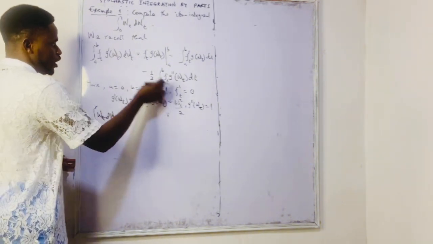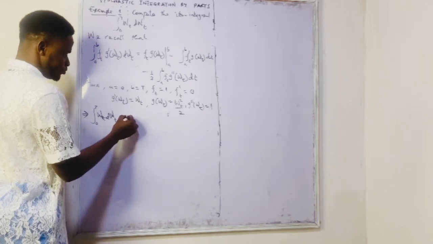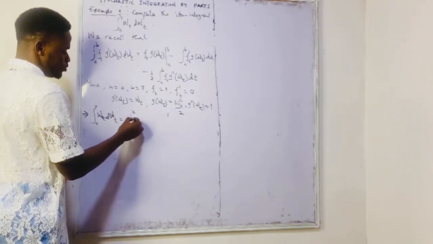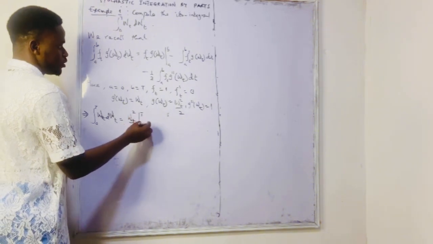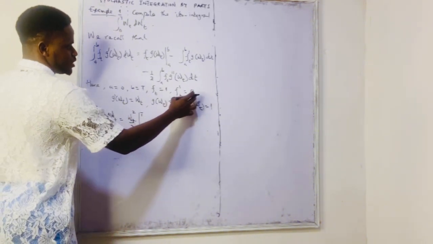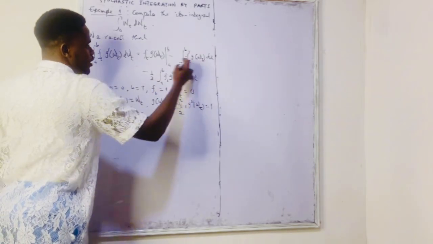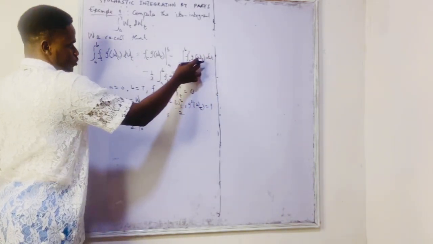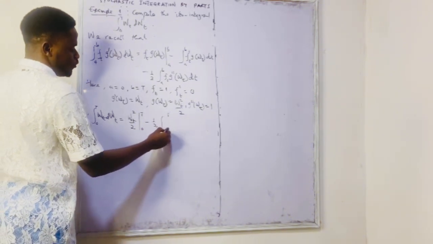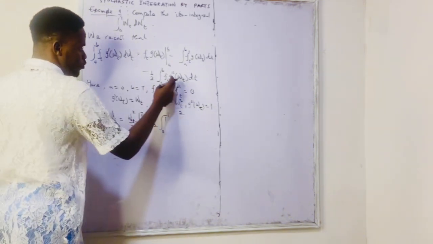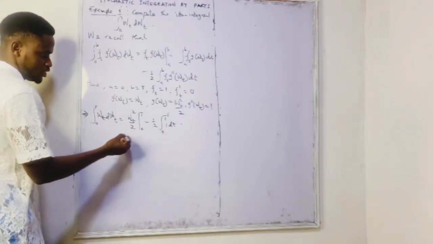So f of t now is 1, and g of W_t is given to be W_t squared over 2, ranging from 0 to t, minus. Now you can see that the first derivative of f of t is 0, so this particular term turns to 0. So we are left with minus 1 over 2 integral from 0 to t. f is 1 and g'' is 1, so that will be 1 dt. And we can simplify further.